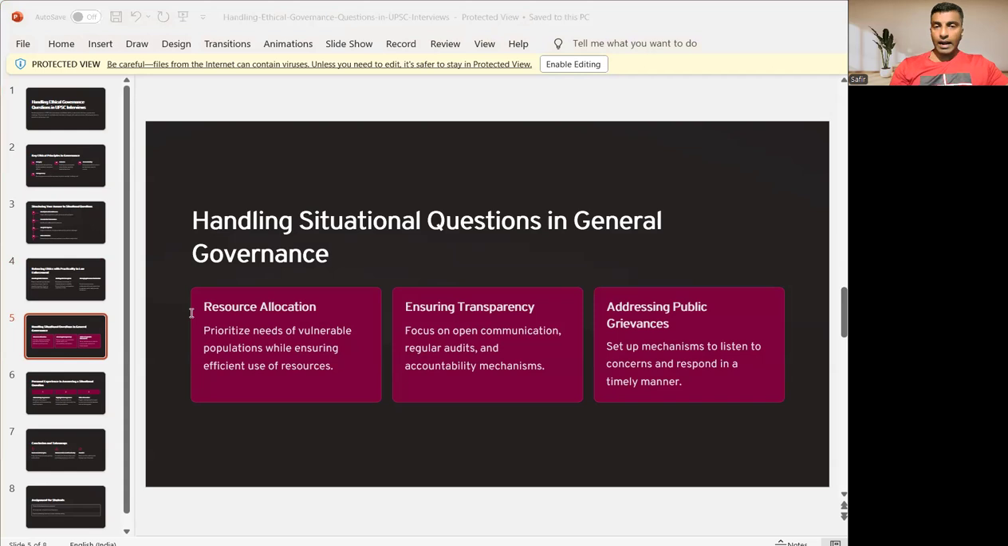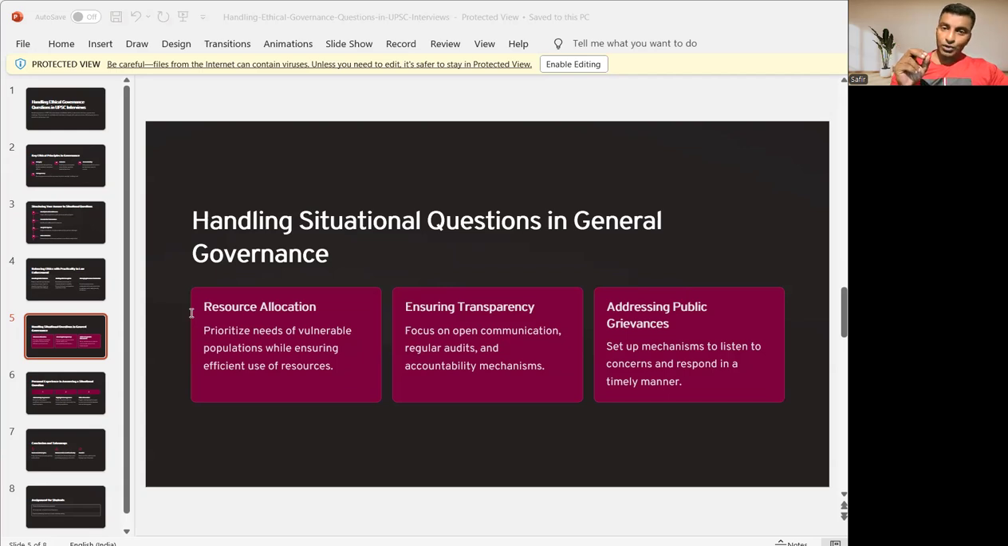Now, handling questions in general governance. When it comes to general governance, situational questions often involve challenges related to resource allocation. Previously I discussed specific to IPS. Now I'm talking in general. So here it could be resource allocation, it could be related to transparency and addressing public grievances, etc.